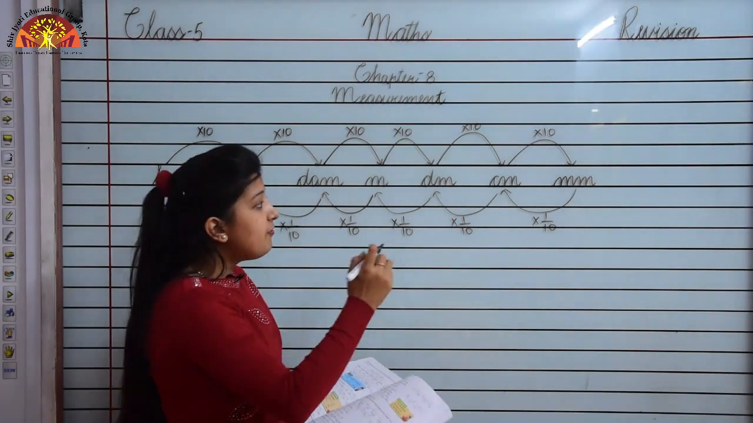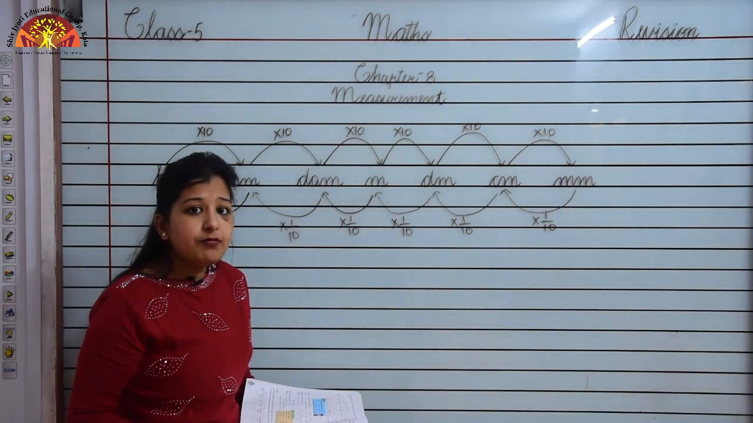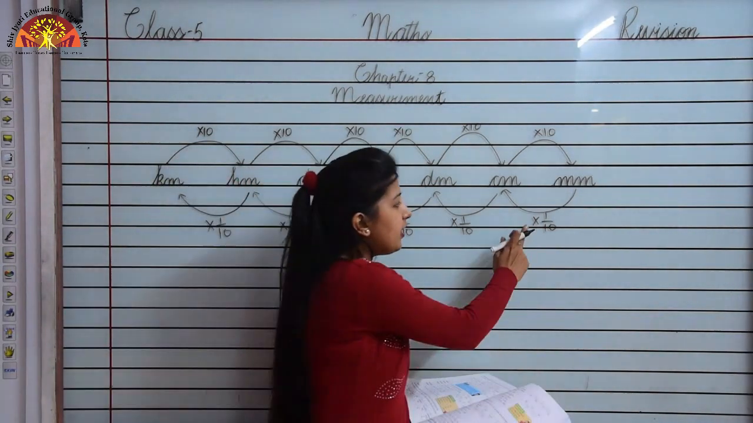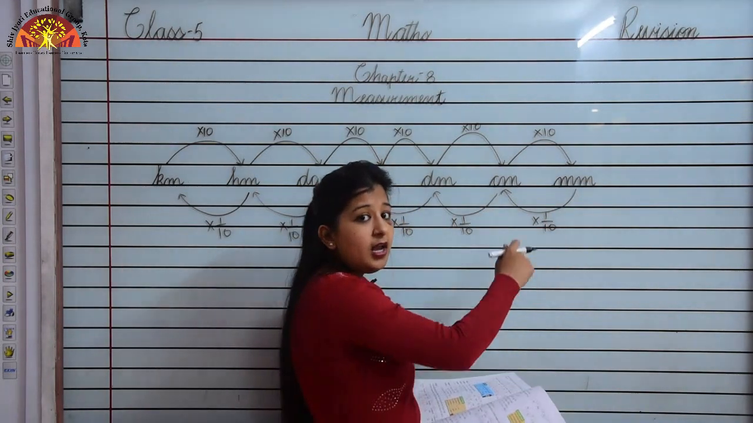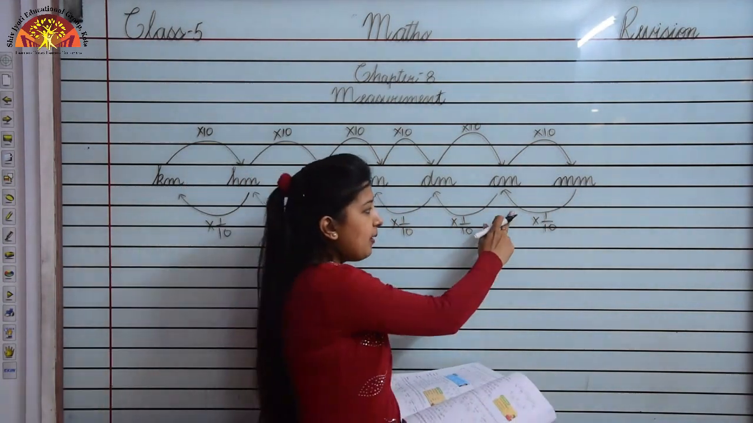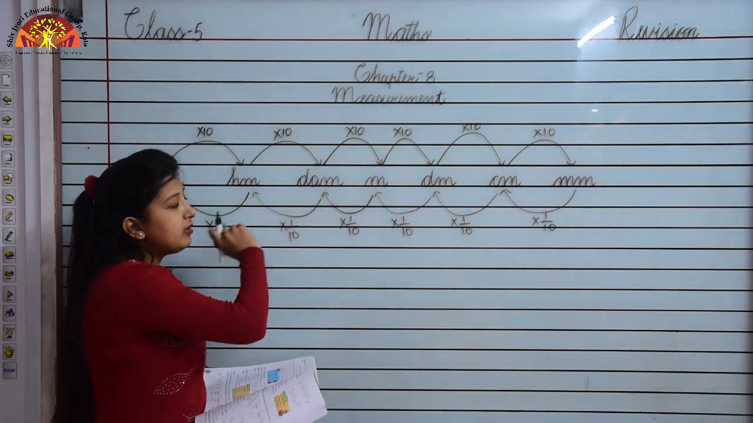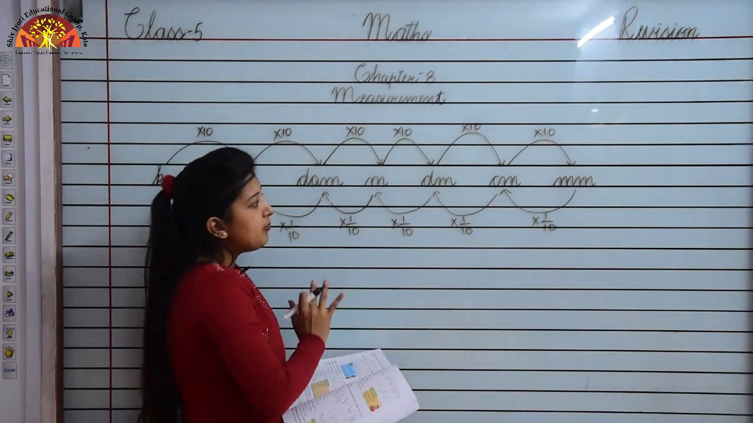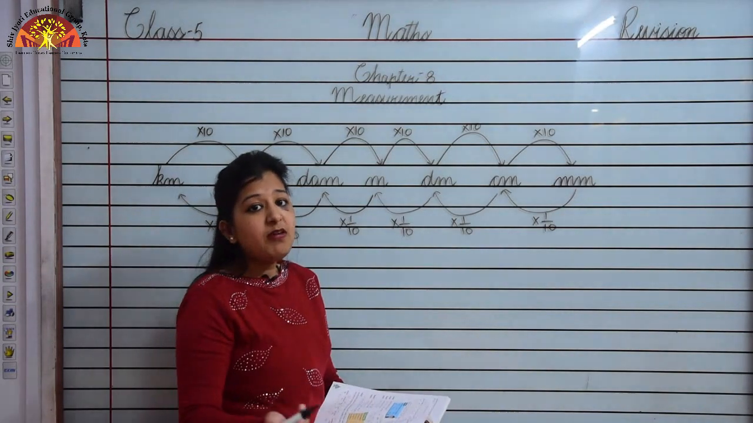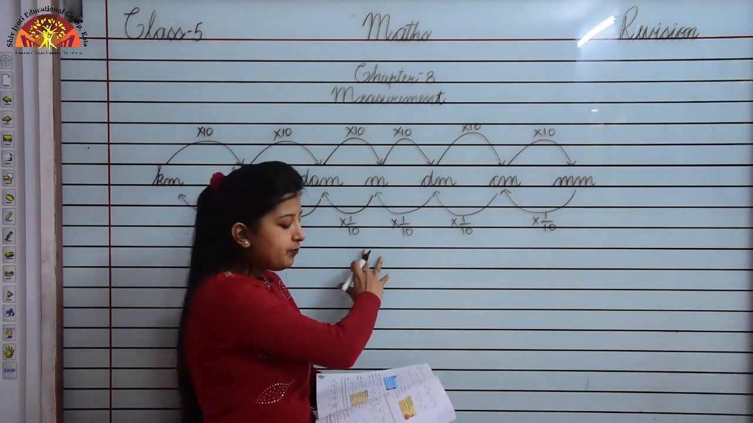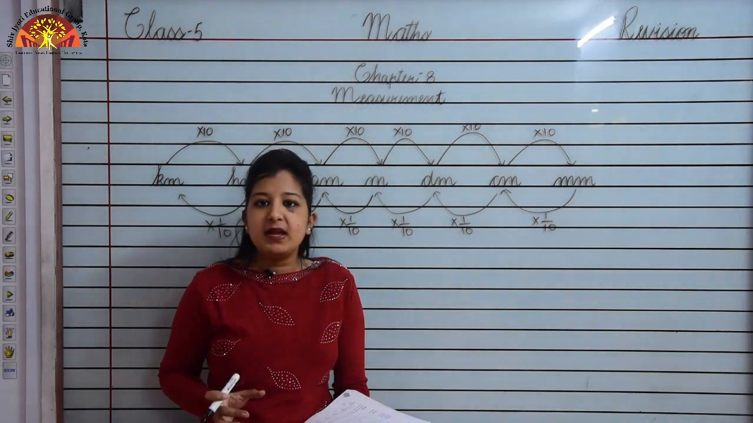Fine. But if we want to convert the smaller unit to bigger unit, then what we have to do? We have to multiply the given value by 1 upon 10. Suppose if we want to convert millimeter to centimeter, then we will multiply the given value by 1 by 10. And if we want to convert decimeter to decameter, so how many 1 upon 10s are coming here? There are 2 1 upon 10s. So we will multiply the given value by 1 upon 100. Fine. So students, weight and capacity also have a table like this.